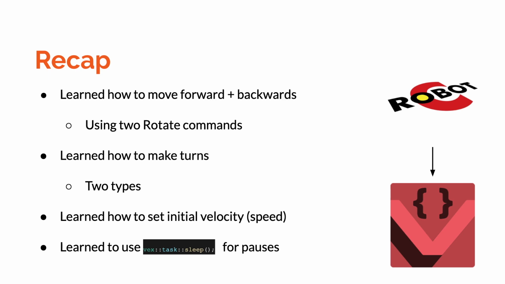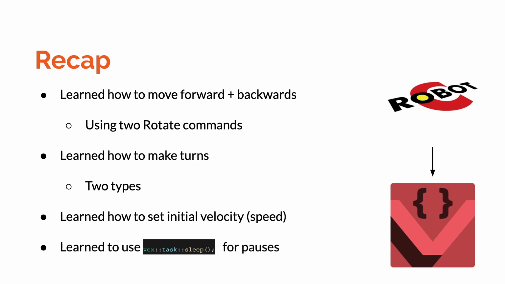We learned how to make turns, specifically two types. We learned the swing turn and the pivot turn. The pivot turn is when both sides move in opposite directions. Therefore, it creates an in-place turn. While a swing turn is when one side is actually stationary while the other side moves. So that gives us a wide turn.